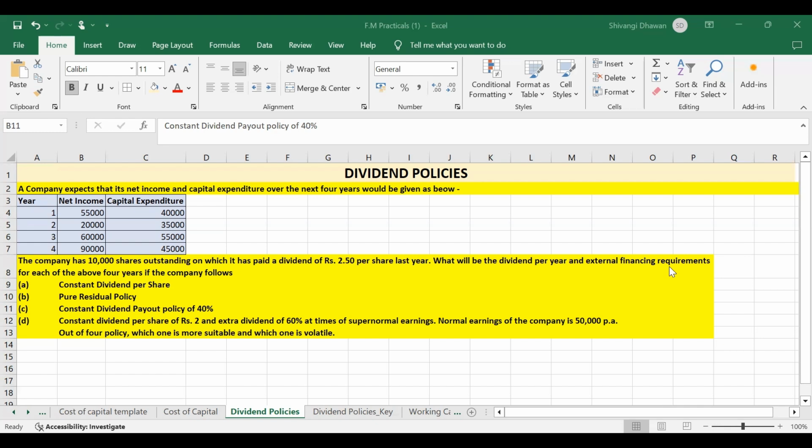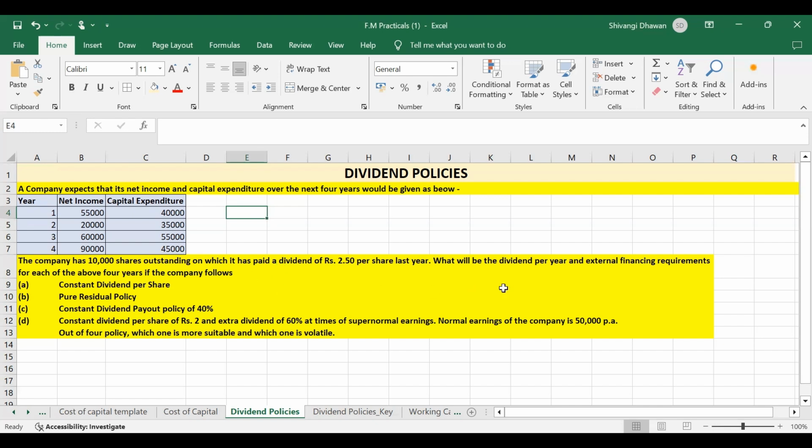So, based on these policies, we have a question here. A company expects that its net income and capital expenditure over the next 4 years would be as given below. So, we are given 4 years, the net income and capital expenditure. The company has 10,000 shares outstanding on which it has paid a dividend of rupees 2.50 per share last year.